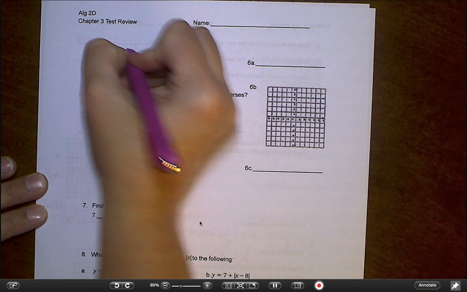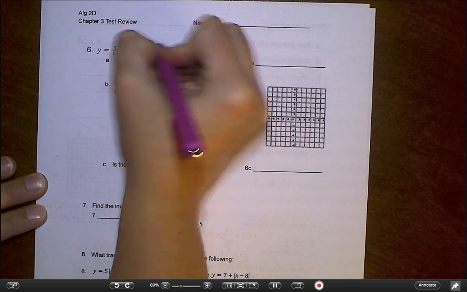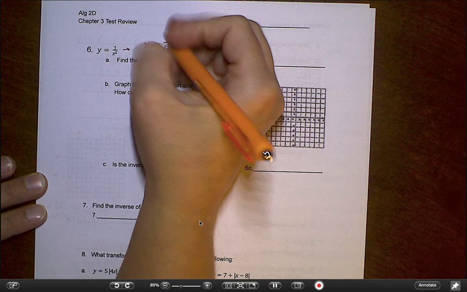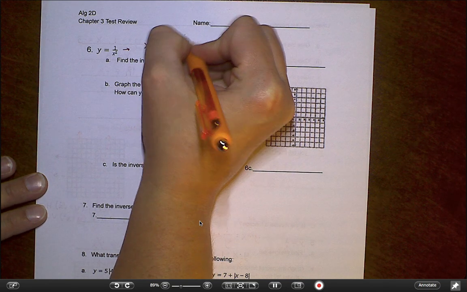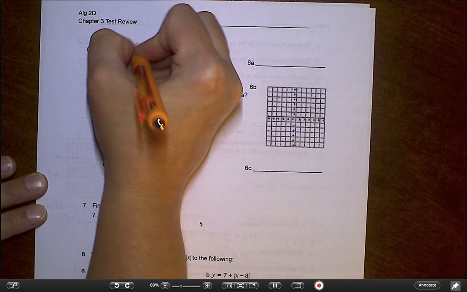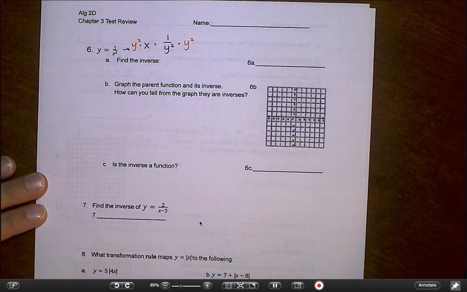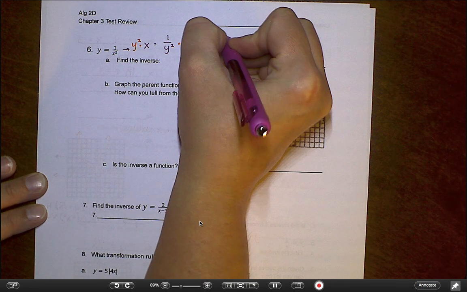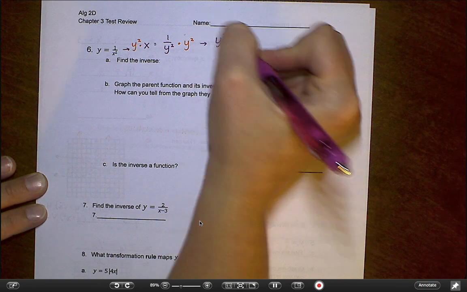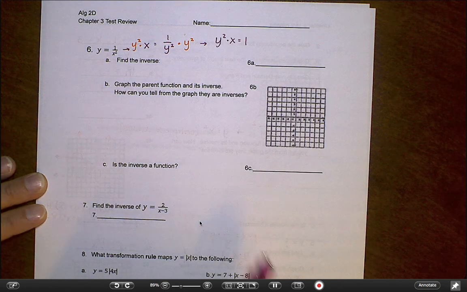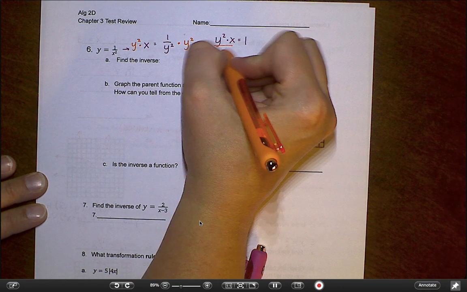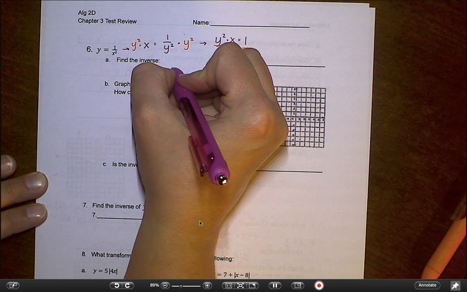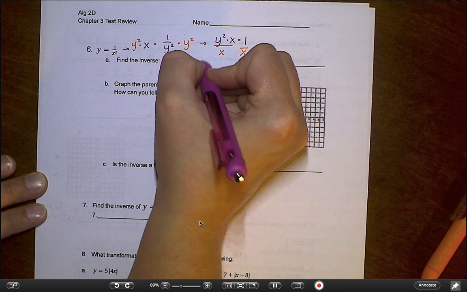Switch x and y. So we get x equals 1 over y squared. And just like before, to get that y out of the denominator, I'm going to multiply on both sides. And so then I end up with y squared times x equals 1. And then I want y by itself, so I'm going to divide by x, just like I did before. And I'm going to end up with y squared equals 1 over x.